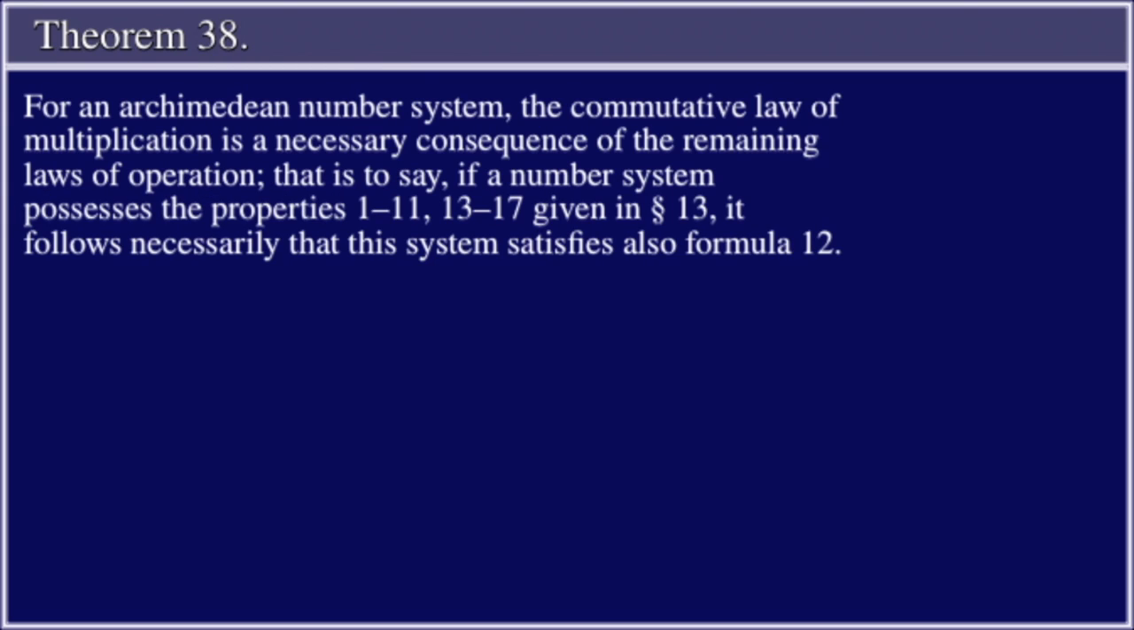Theorem 38. For an Archimedean number system, the commutative law of multiplication is a necessary consequence of the remaining laws of operation. That is to say, if a number system possesses the properties 1 through 11, 13 through 17, given in section 13, it follows necessarily that this system satisfies also formula 12.